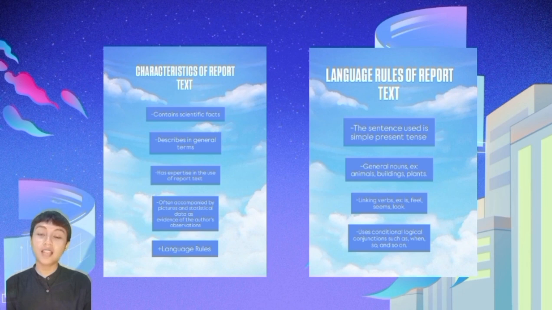Now let's move on to the language rules. First is using simple present tense, and then using general nouns such as plants, animals, buildings, and then linking verbs such as is, have, seems, look, and then using logical conjunctions.